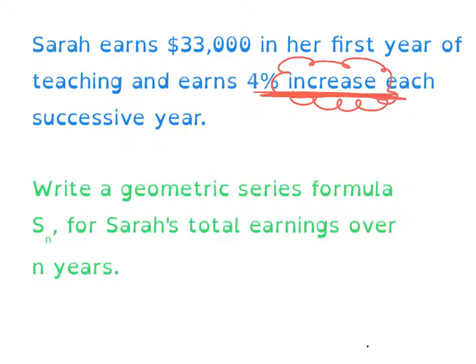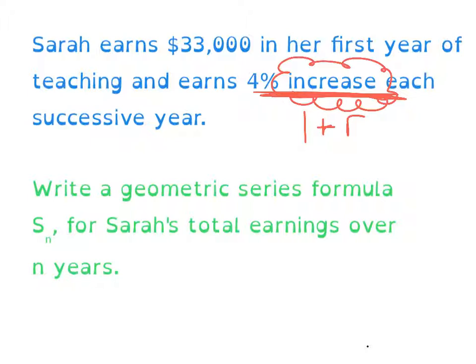Increase means you have to add on, so I want you to make a note. That's 1 plus the rate. If it's a decrease, it would be 1 minus the rate. So part A. Write a geometric series formula, S sub n, for Sarah's total earnings over n years.